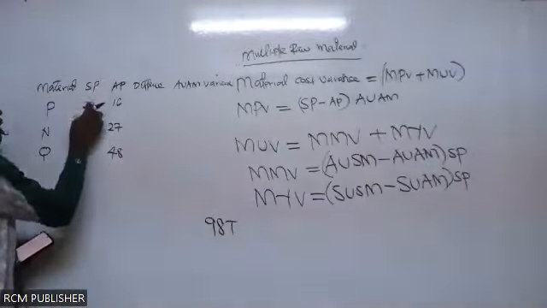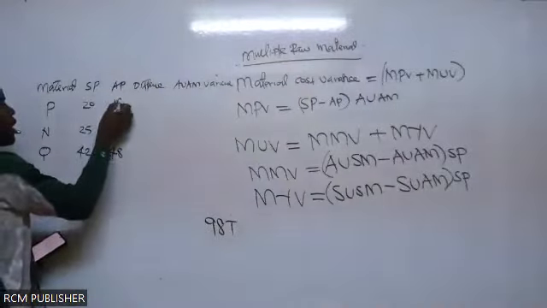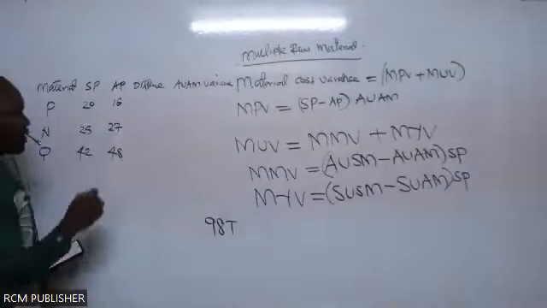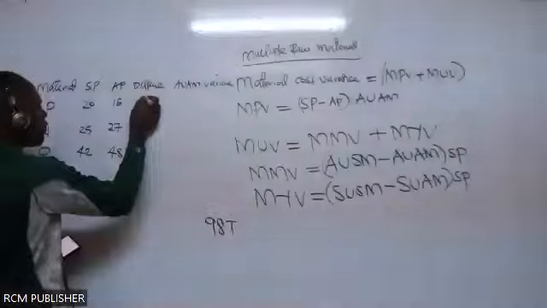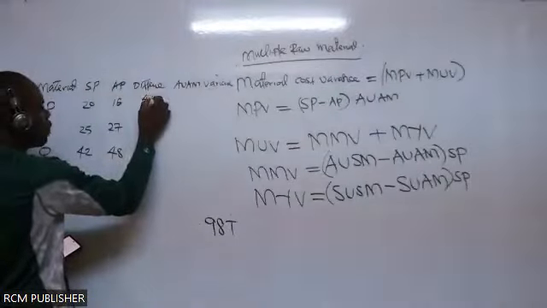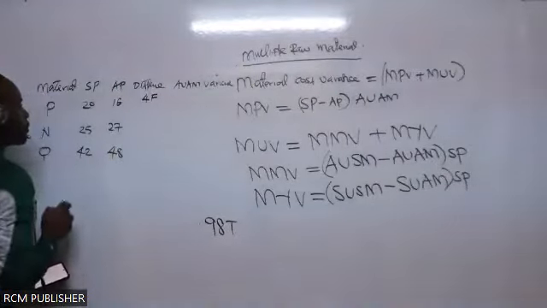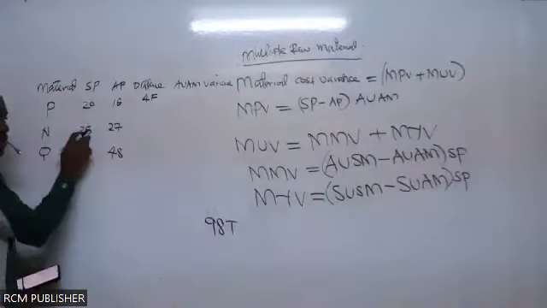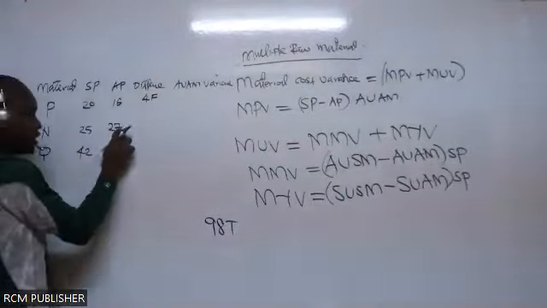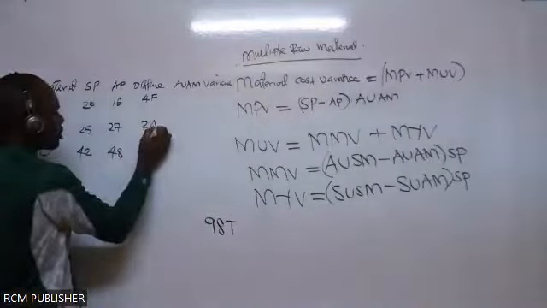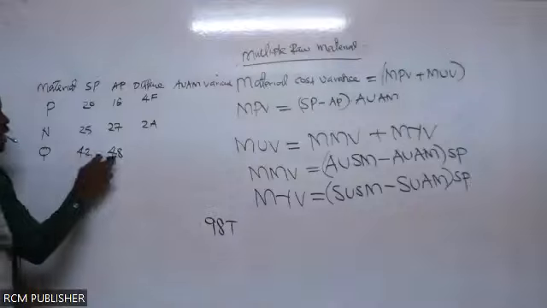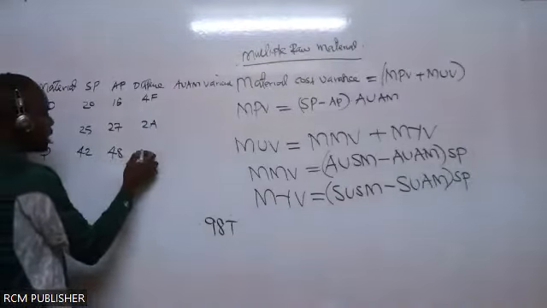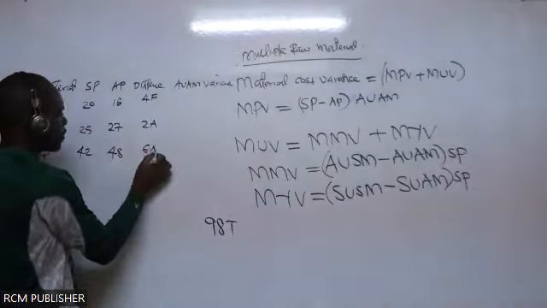So I anticipated to spend 20. I've ended up spending only 16. So what am I going to have? It's a favorable of 4, so it's going to be 4F. I intended to spend 25 and I'm spending 27. It is adverse. I stated 42 and I ended up doing 48. That is adverse of 6.